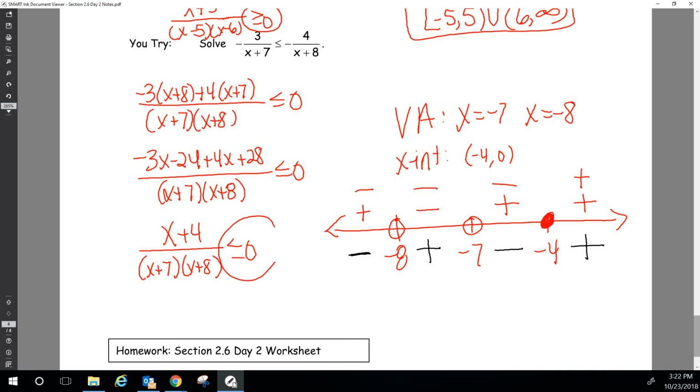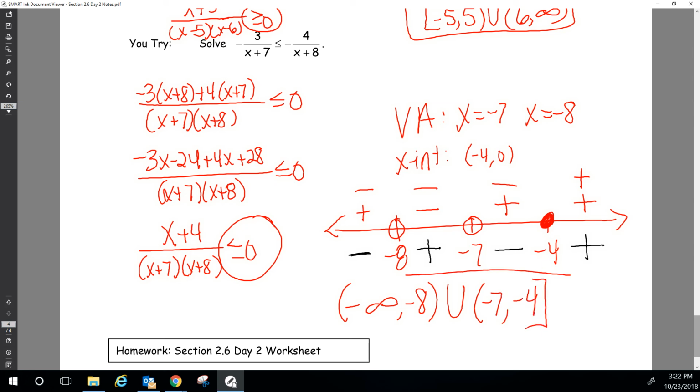They want to know this time when are we less than or equal to 0. So these are my negative intervals: between negative infinity and negative 8, not including the asymptote at negative 8. And then between negative 7, not including that, to negative 4, which is an x-intercept, so I will include that one. And that is part 2 of section 2.6, day 2.